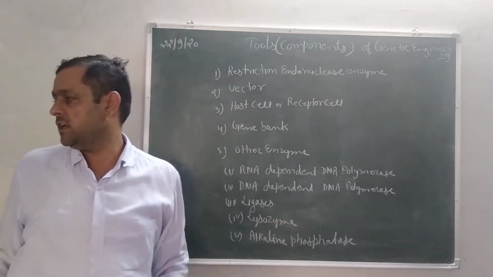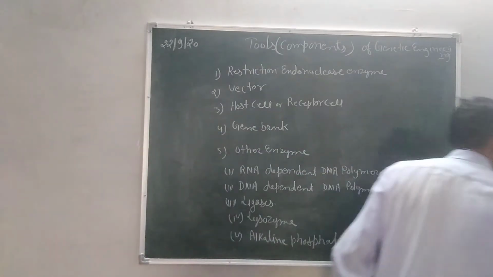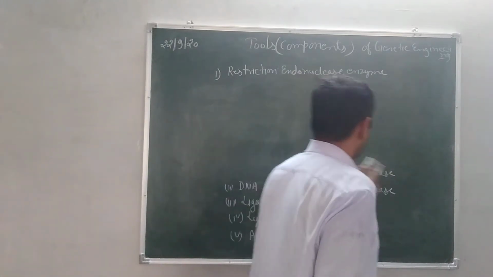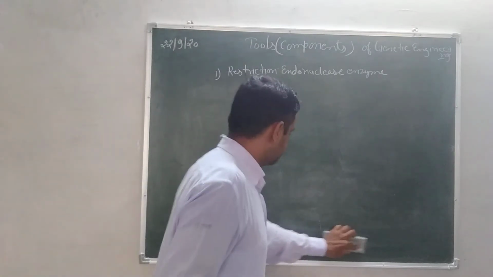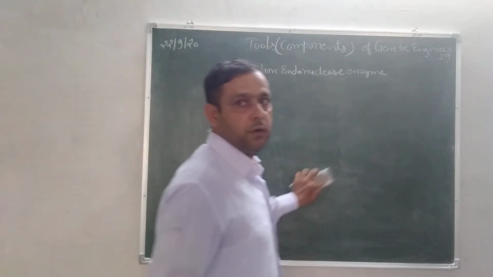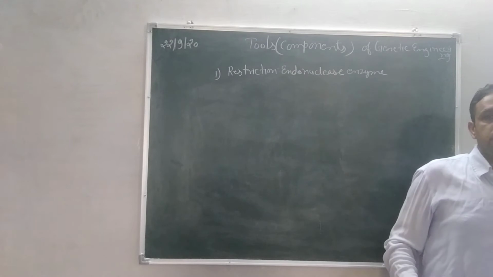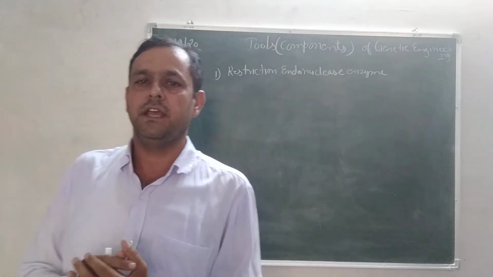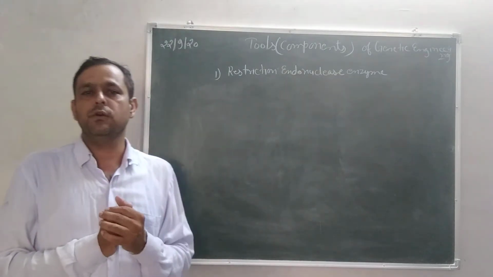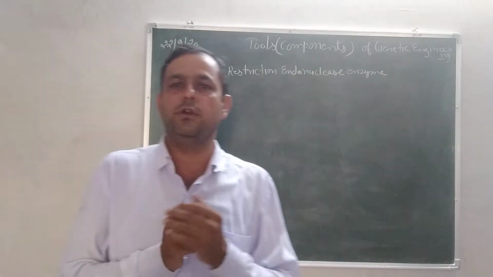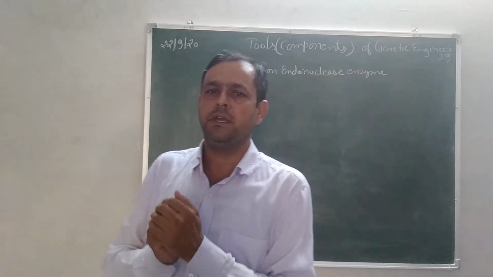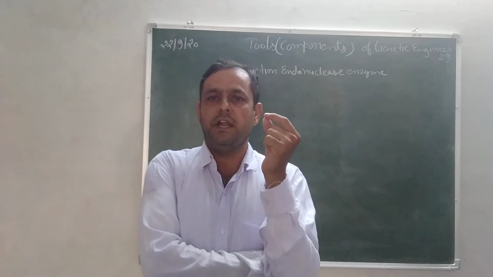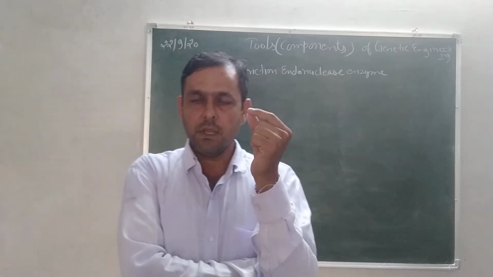First of all, restriction endonuclease enzyme. Restriction endonuclease enzymes are called molecular scissors. Why? Because they can help to cut the DNA. These enzymes are like molecular scissors which cut the DNA molecule at a specific site. These enzymes are always obtained from prokaryotic cells.